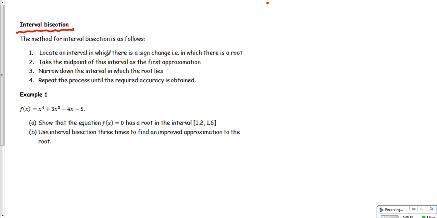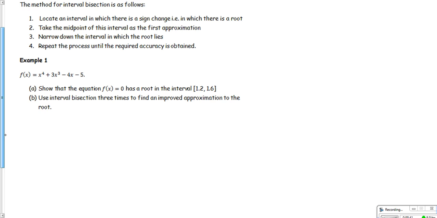Locate an interval in which there is a sign change, i.e. where a root occurs. We take the midpoint of this interval that we've identified as our first guess, and then we use that to narrow down the process, cutting the interval in half subsequent times until we get to the sort of accuracy that we're looking for. So that will become clear when we do this first example.